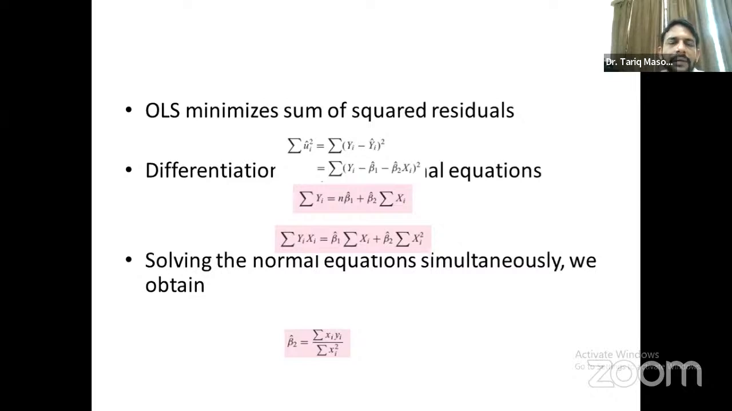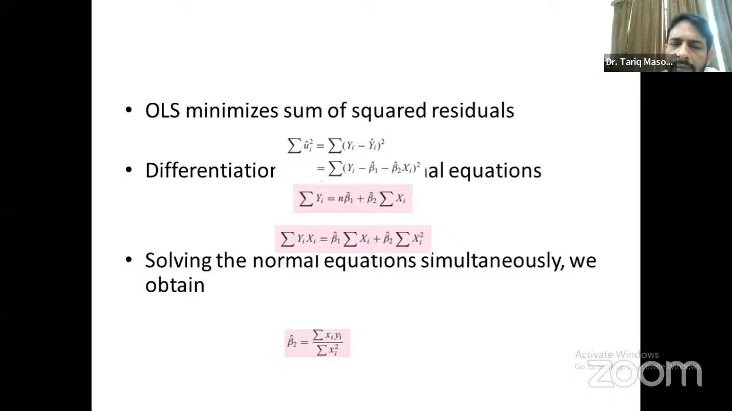The first normal equation is summation y is equal to n beta 1 cap plus beta 2 summation xi, and the next is summation yi xi is equal to beta 1 cap summation xi plus beta 2 cap summation xi square. After that, you have to solve these two equations for the two unknowns. You know the rule: for a solution, the number of equations must be equal to the number of unknown quantities. So we have two unknown values, beta 1 and beta 2.